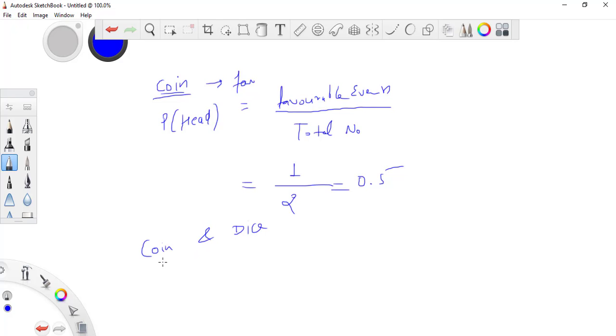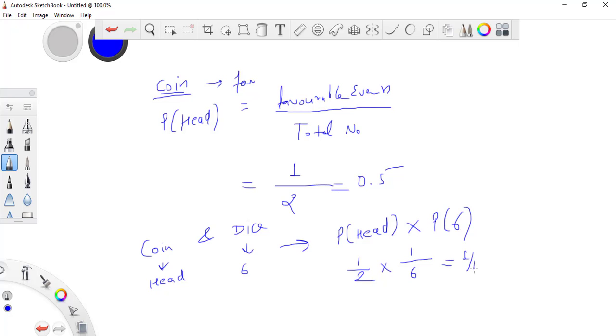Right? Similarly, let's say I have a fair coin and I have a dice. Both of these are fair. What is the probability that I'll get a head on the coin and a number 6 on my dice? Because these two are independent events, I can write it this way: probability of getting a head multiplied by probability of getting a 6. Probability of getting a head, as we saw in the previous example, is 1 by 2. Following the same logic, the favorable condition is 1, and the total number of possible outcomes is 6. So my probability of getting a head as well as a 6 on the dice becomes 1 by 12. So this is the basic of probability.